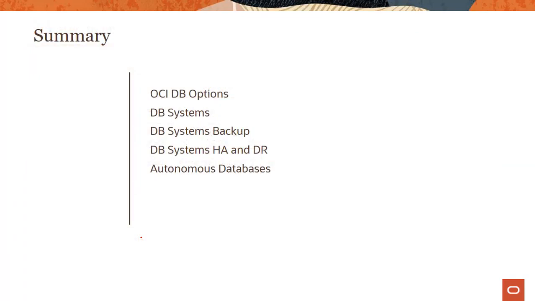So that's it, folks. In this module, we looked at the various DB options. We dived a little deep into DB systems and the different operations you could perform. We looked at two important considerations with any managed database offering: backup, how you do backup and restore, and then how you do high availability and disaster recovery. And then finally, we concluded the module by talking about autonomous databases.